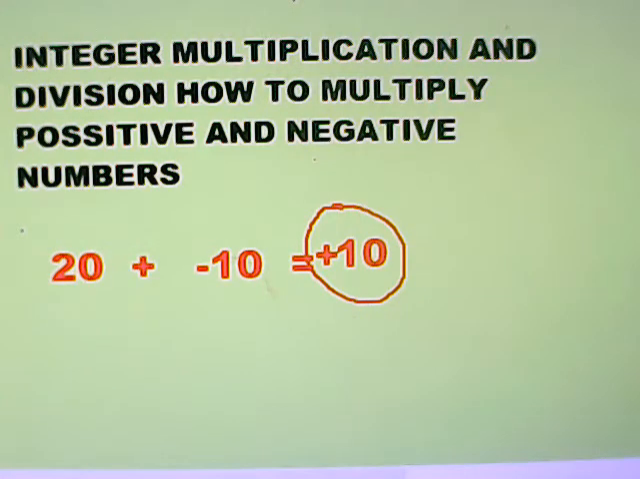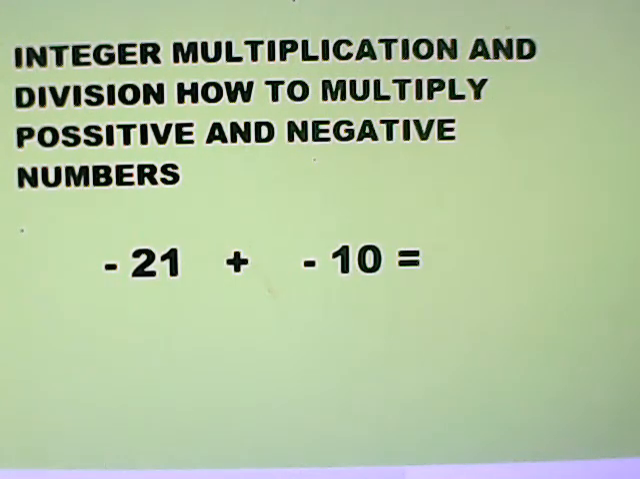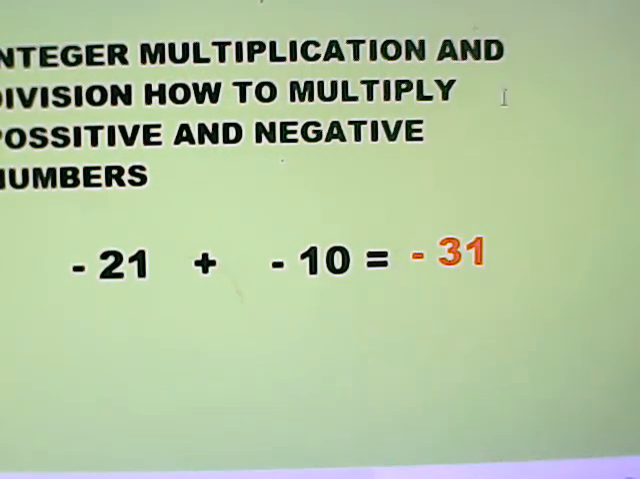Another example. Negative 21 plus negative 10. Because it is both negative, you have to add those numbers. So it is negative 31.